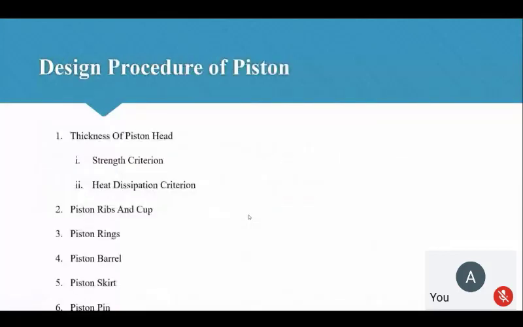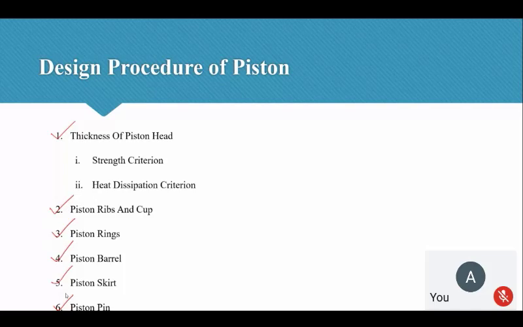Next, let's start with the design of piston. When I'm saying design a piston, I mean to say that we need to design the thickness of the piston head. We need to design the piston ribs and cup. We need to design the piston rings, piston barrel, piston skirt, and the piston pin. So the design of the piston comprises all these 6 steps.